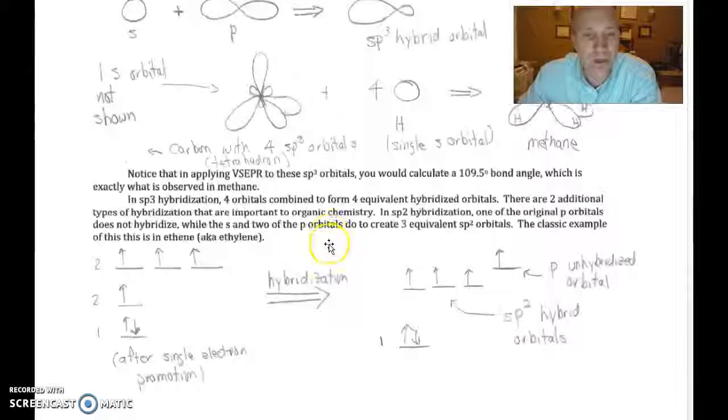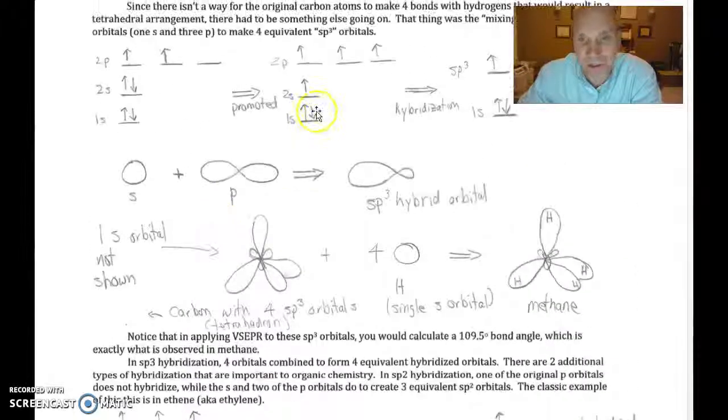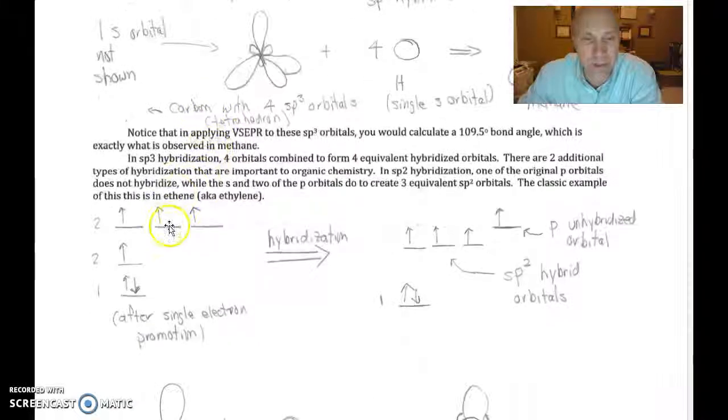So again, if we start at that step where we've mentally promoted an electron from here to the p level, we're then going to hybridize it, but instead of having 4 equal sp3 orbitals, one of these p orbitals is going to remain unhybridized.